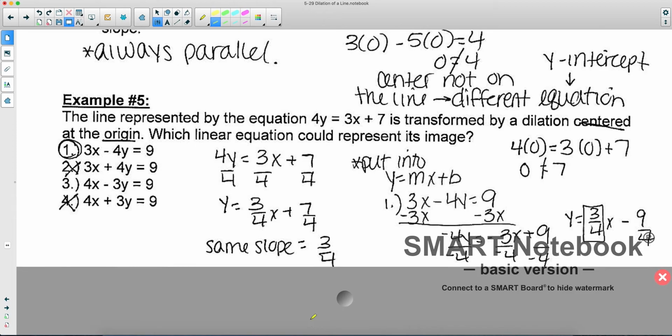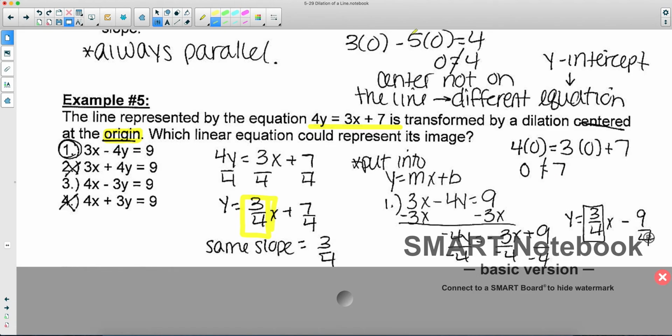And number 5 says, the line represented by the equation 4y equals 3x plus 7 is transformed by a dilation centered at the origin again. Which linear equation could represent its image? Okay, so first thing is I put this into y equals mx plus b form. Here's my slope. The slope has to be 3/4. Second thing, I tested my origin because that's my center. Plugged it in here, I saw that the left side and the right side are not equal. Therefore, the y-intercept has to change. My equation can't be exactly the same.